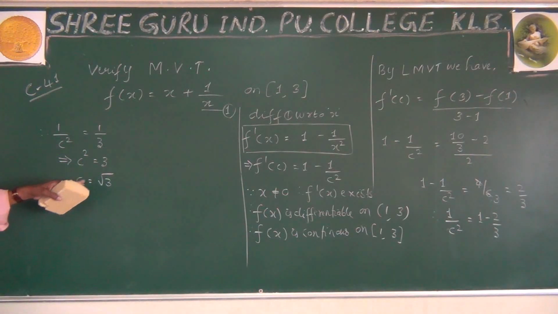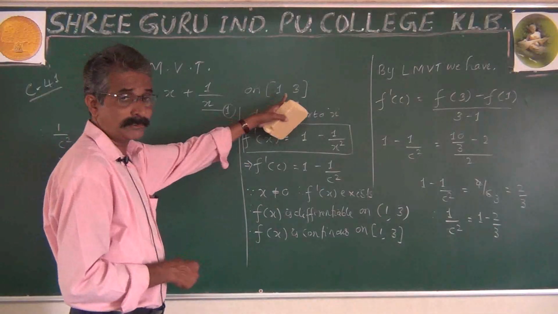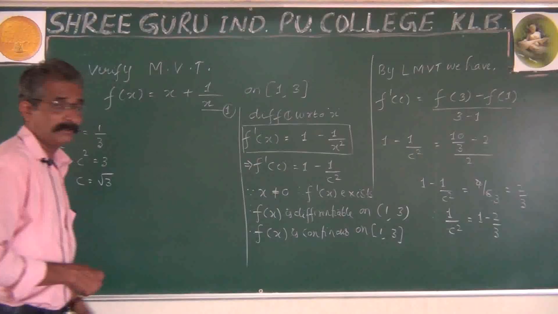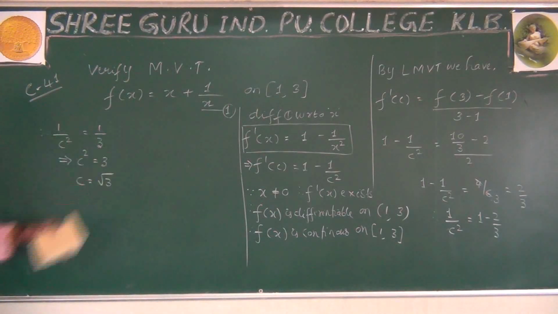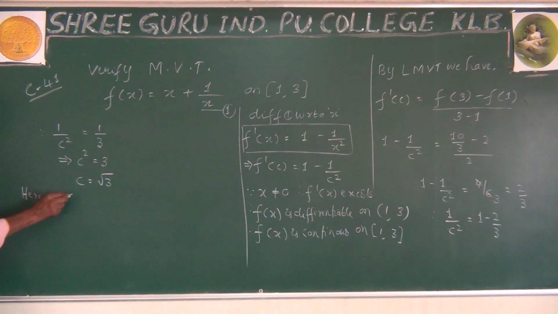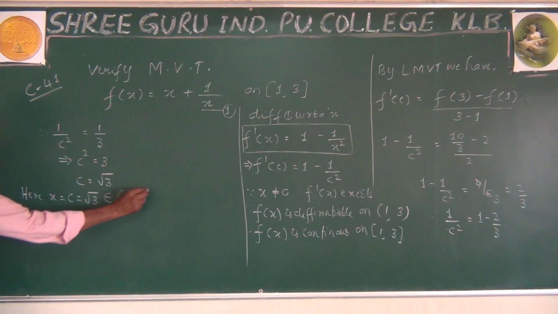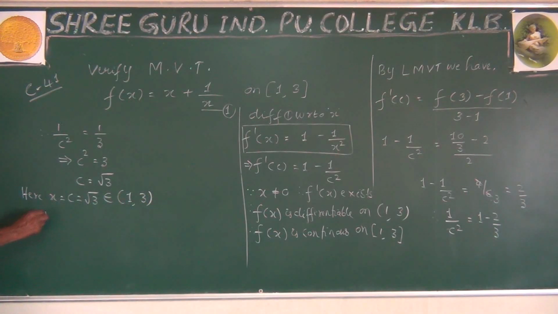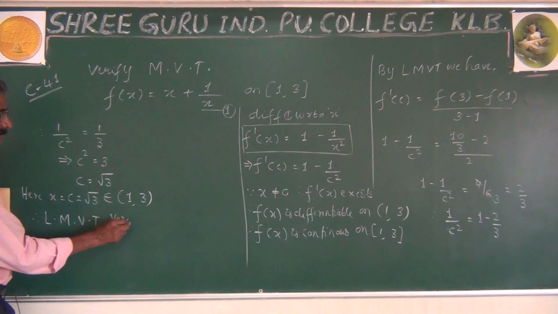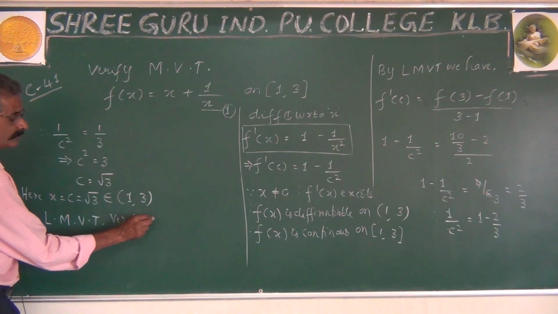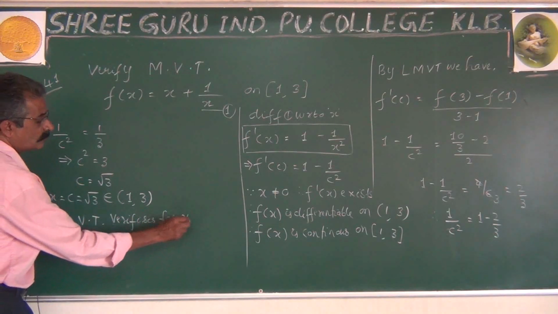Roughly, square root of 3 value is 1.73 something. So 1.73 is more than 1, less than 3. So obviously this value belongs to the interval for which Lagrange's mean value theorem is satisfied. Here x equal to c equal to root 3 belongs to the open interval 1 comma 3. Therefore, LMVT, the long form is Lagrange's mean value theorem, verifies this for x equal to root 3.